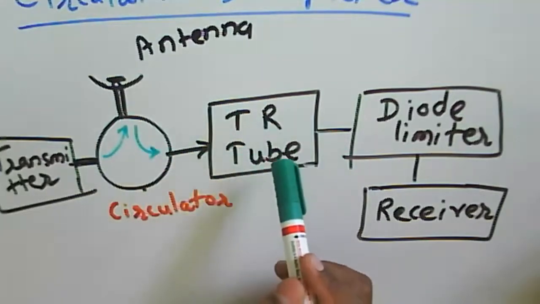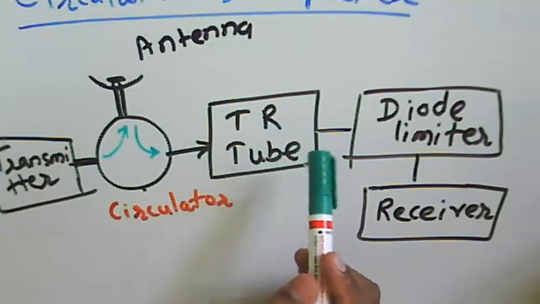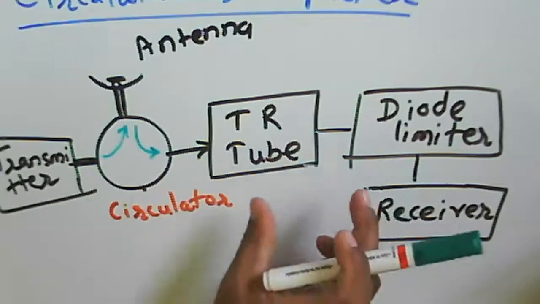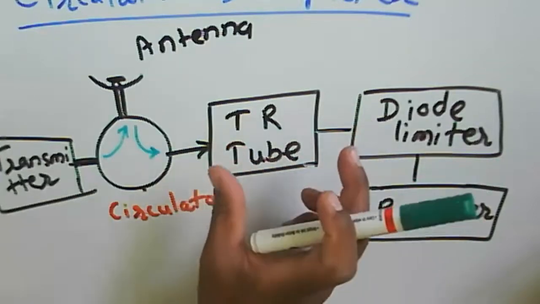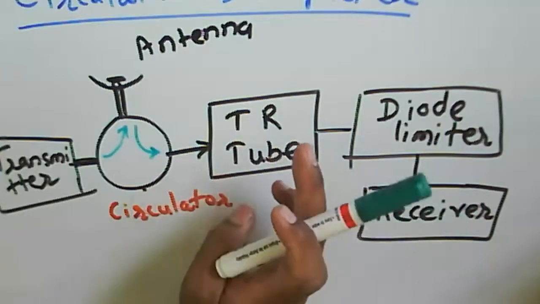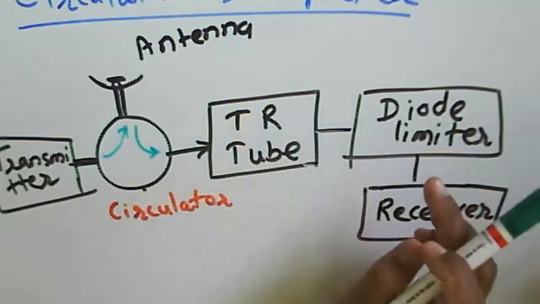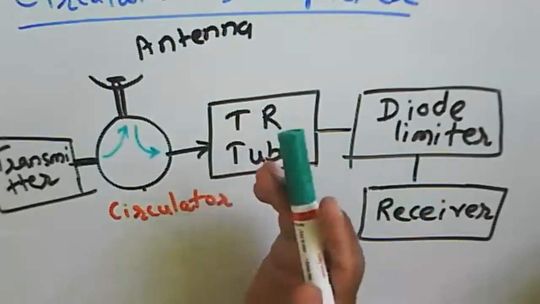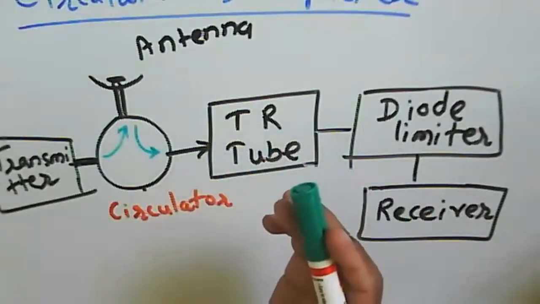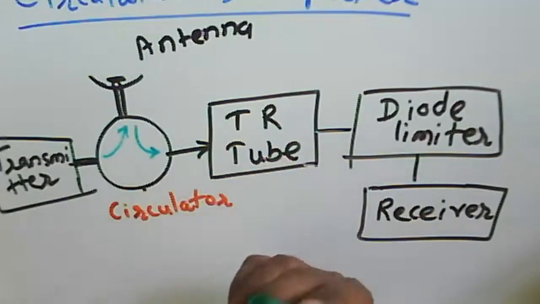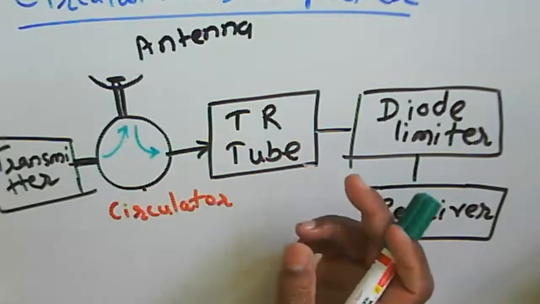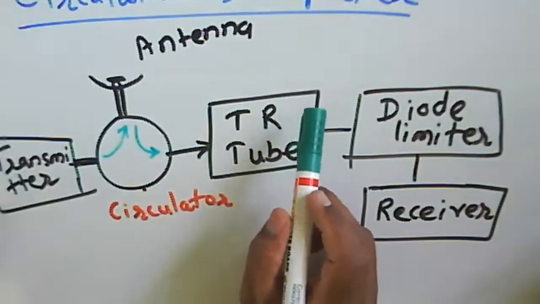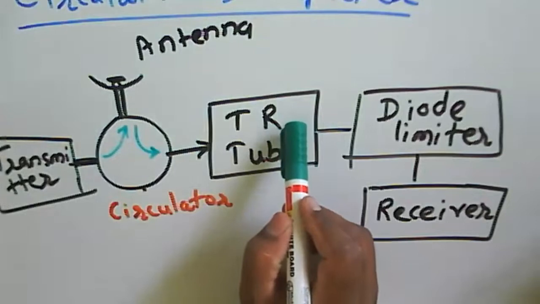This TR tube, or we can say a transmit receive limiter, is a switch or a gaseous switch. It will allow the signal to propagate only in this direction. So that's about the TR tube here. It acts as a limiter here. Because of providing the limiter, we consider that this particular switch is to be used here. So that is about a TR tube.